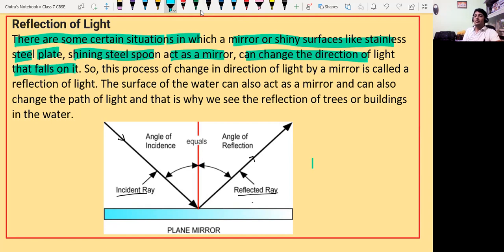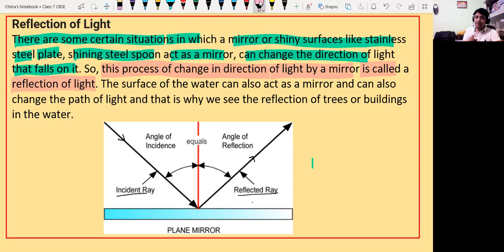Suppose we have a mirror, and light rays are incident on the mirror. A mirror has a smooth surface by which it can change the direction of propagation of light. That change in direction of propagation of light from any surface is called reflection of light. So this process of change in direction is very important. The process of change in direction of light by the mirror or any smooth surface is called reflection of light.